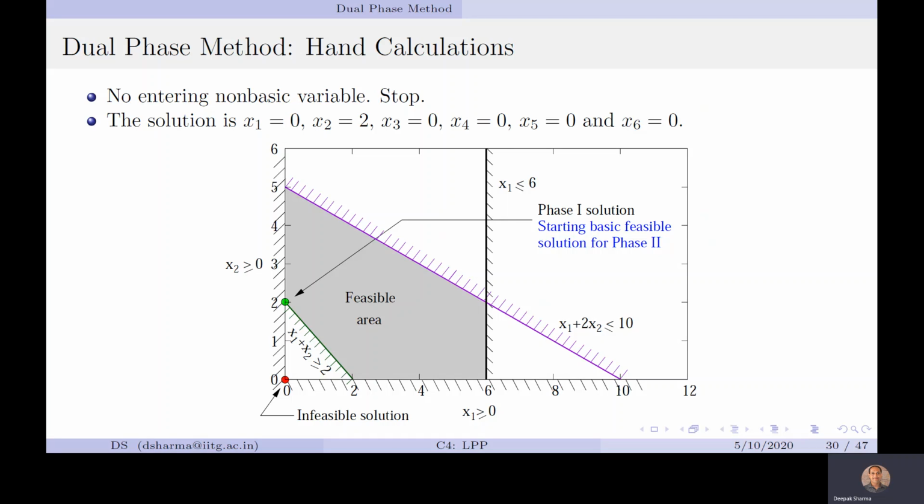Now look at the graph. The graph says that the origin is infeasible.